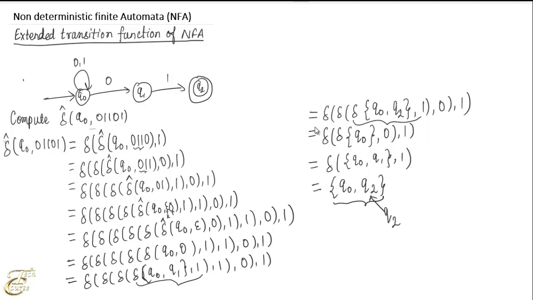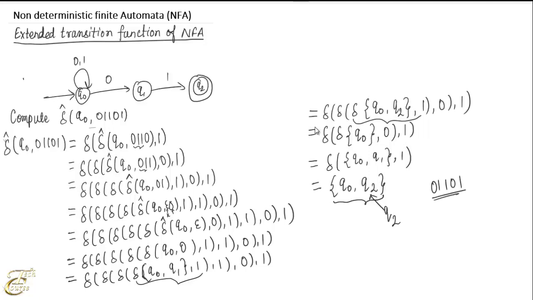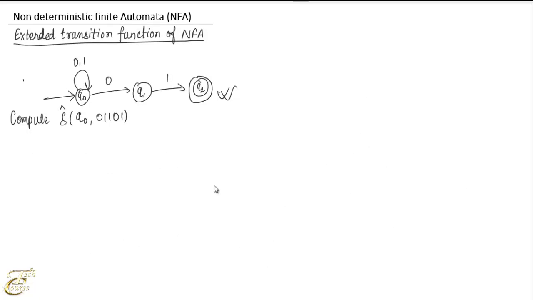Therefore, the string 01101 is accepted by this NFA. Let's see another method to compute the value of this. For this, you have to put epsilon here.